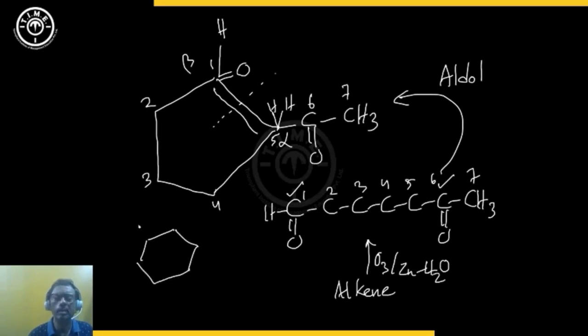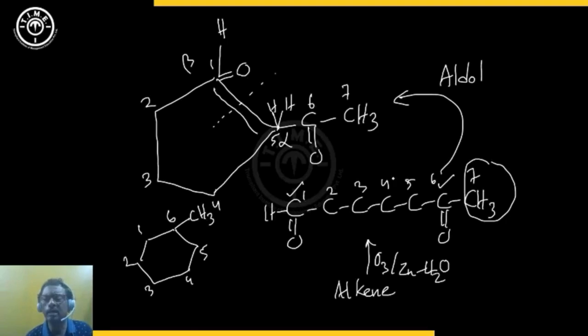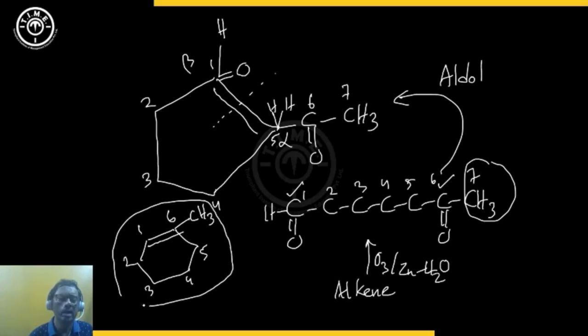And if this is carbon number 1, this is 2, 3, 4, 5, 6, right? On the 6th carbon, there is a CH3. Between the first carbon and the 6th carbon, you need to have a double bond. So this is our starting alkene, which upon ozonolysis gives this. This is O3, ZnH2O. That upon aldol would give us this, which is compound X.